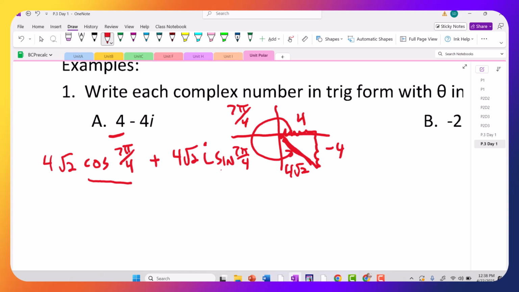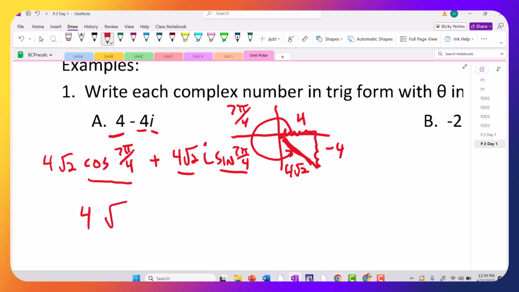And then the sine of 7 pi over 4 is negative. Let's change it to 1 over √2 times 4 √2 is -4i. So we can see how this format, when I go ahead and evaluate and do a circle and go backwards, it does create a plus bi, 4 minus 4i. That's why I need this format.